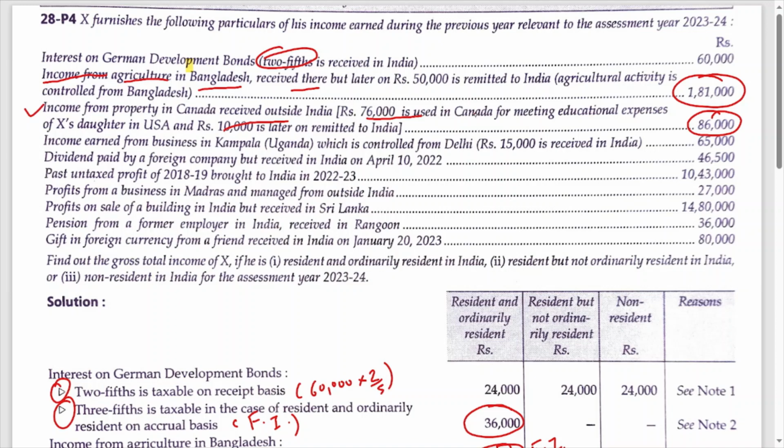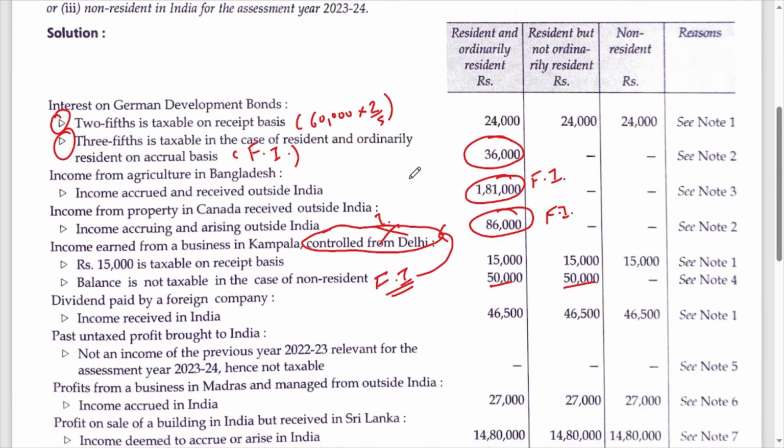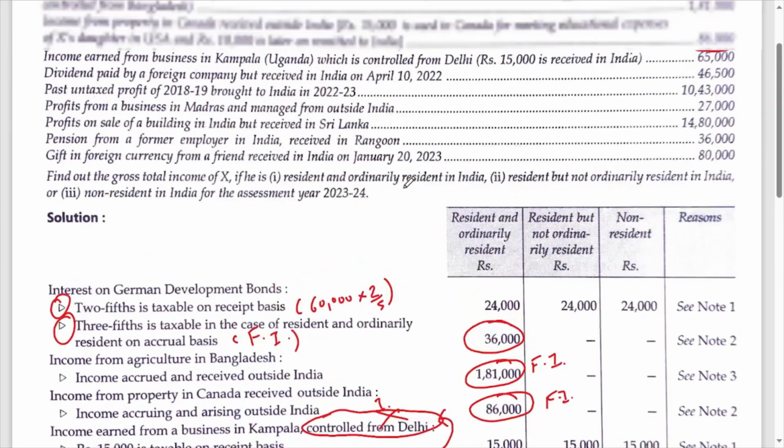Now, dividend paid by a foreign company but received in India on April 10, 2022. It is a very simple transaction. Dividend paid by a foreign company, so it accrues or arises outside India, but the income is received in India. So 46,500 is taxable in all the categories as it is Indian income. So no more discussion on this point, very simple point.